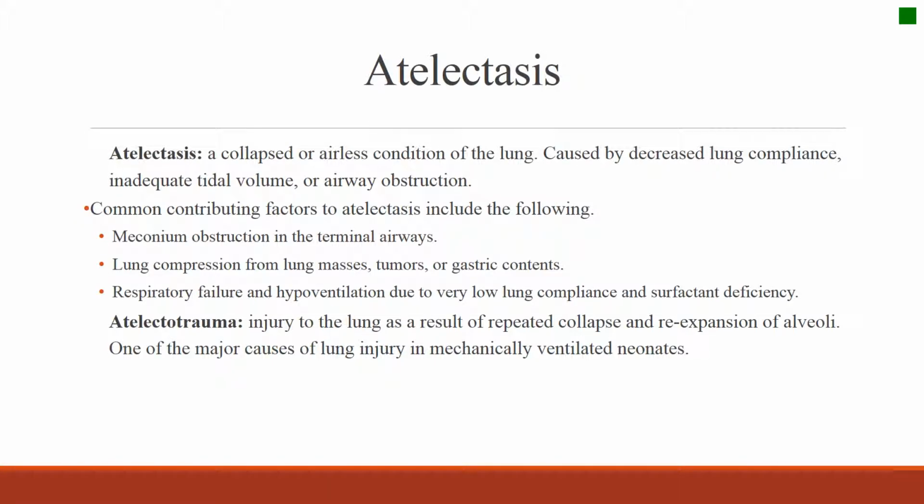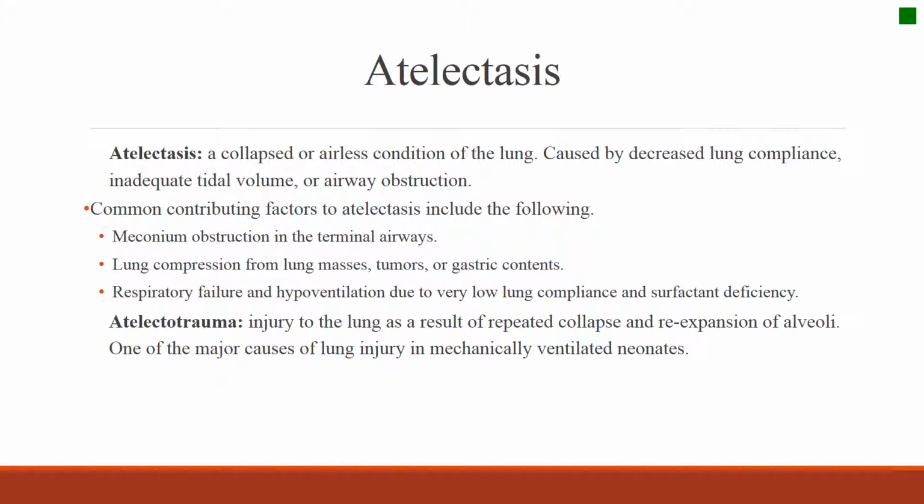Atelectasis. This is a condition no different than adults. It's a collapsed or airless condition of the lung. You know the reasons why they occur. In neonates, you often will see this with meconium obstruction, lung compression from lung masses, tumors or gastric contents, or just respiratory failure.